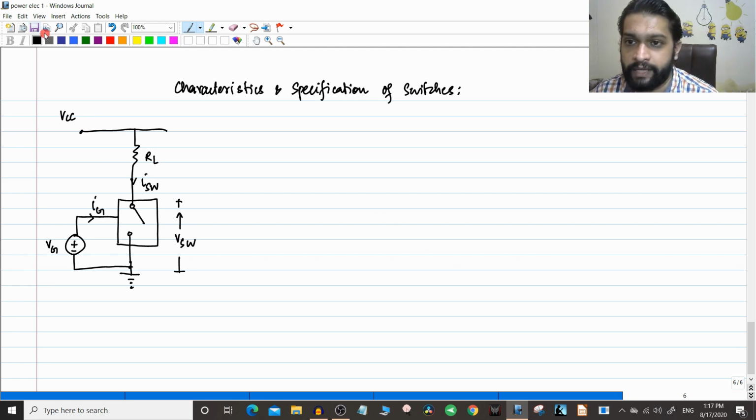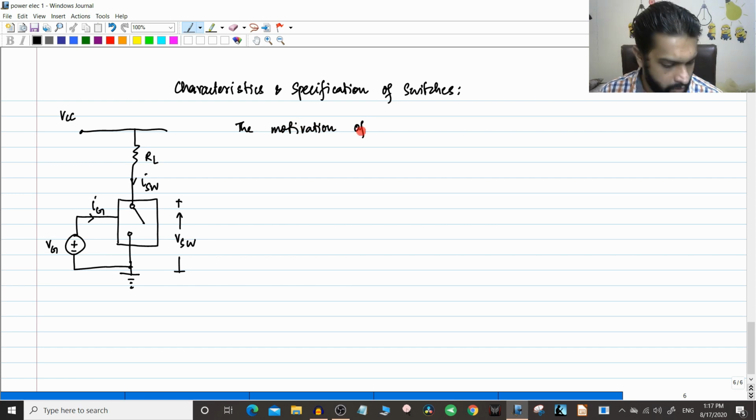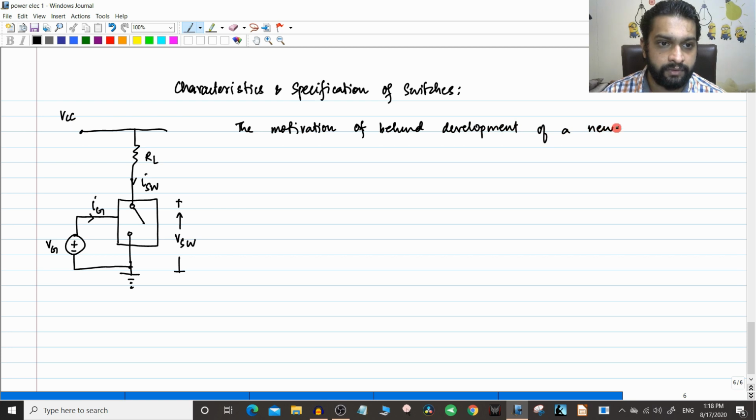So what I am trying to tell is that the motivation, we will put it down into a little bit of literature here. The motivation behind the development of a new device, of any new device, is to achieve the characteristics of a super device, right?